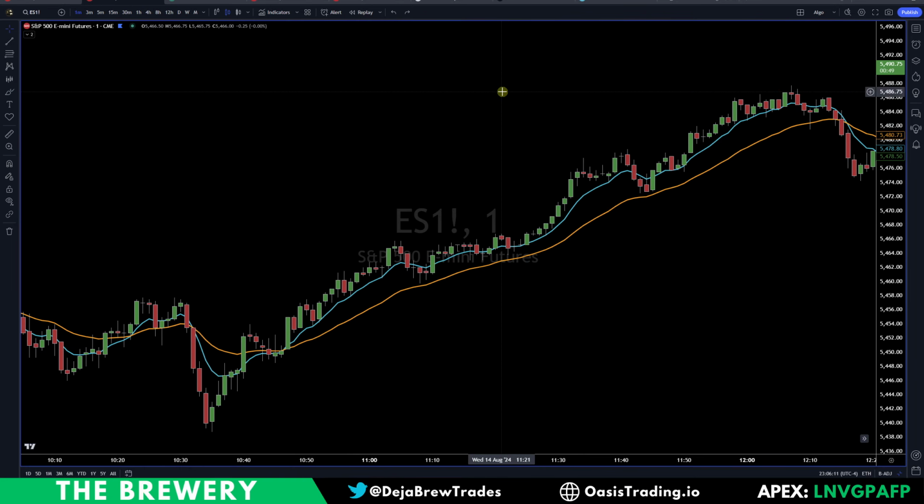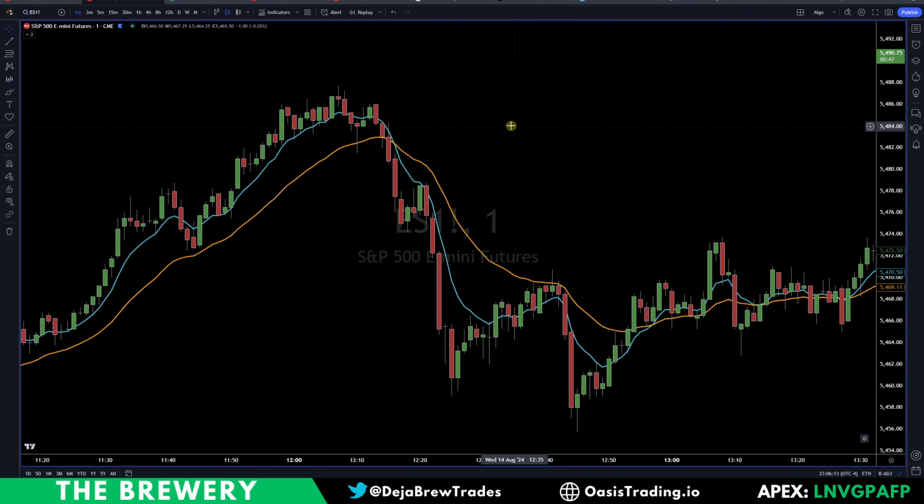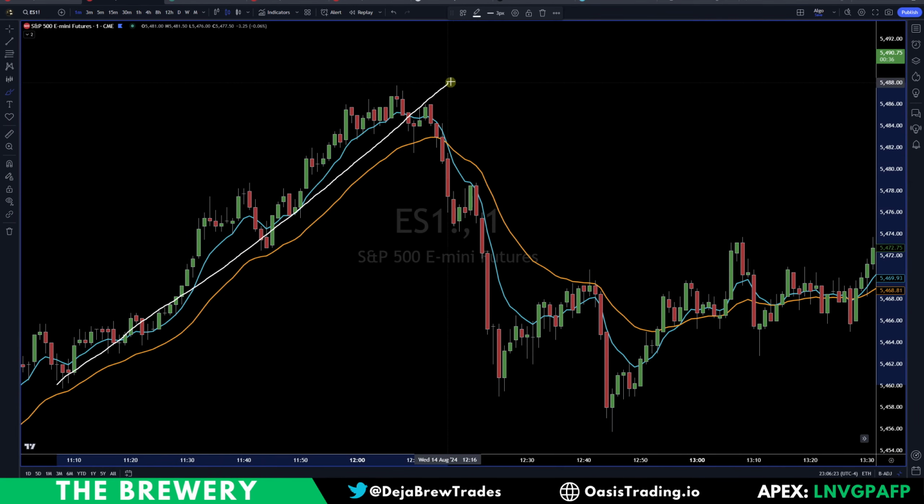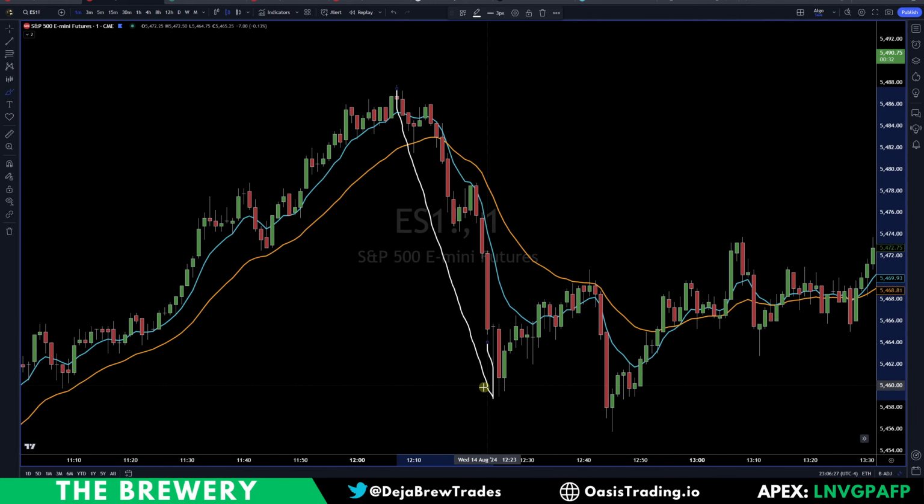Let's look at a few other examples here. So here is a good example of what it would look like when the trend is shifting and it's very aggressive. So we have this trend. It started out very aggressive for the buyers. Then we started getting very aggressive for the sellers.